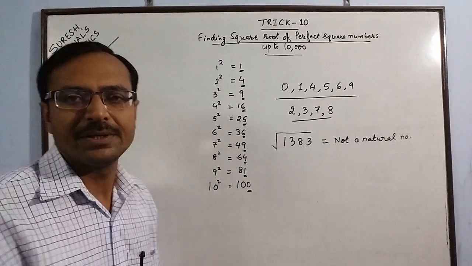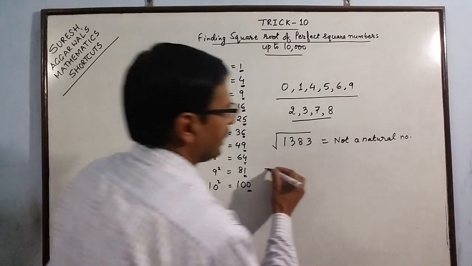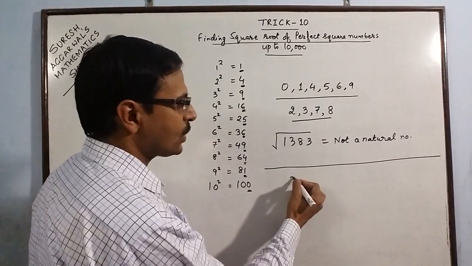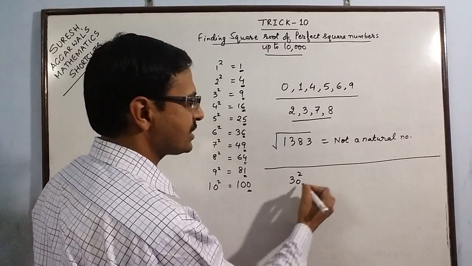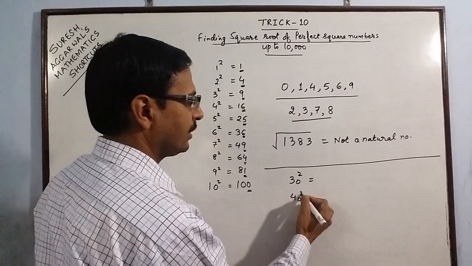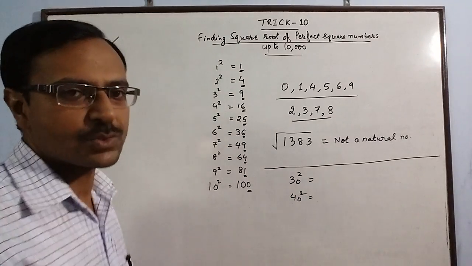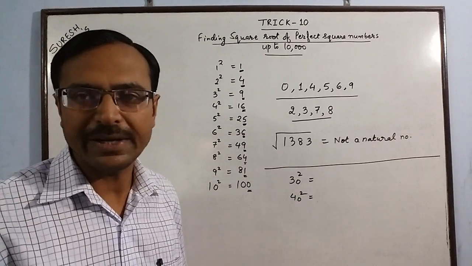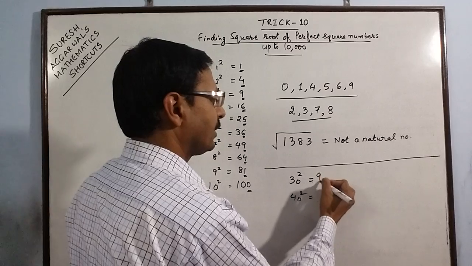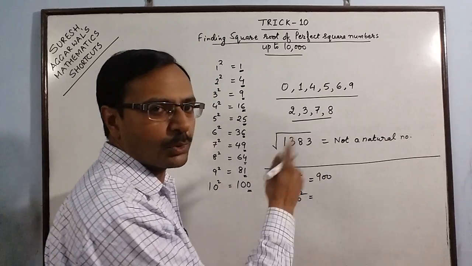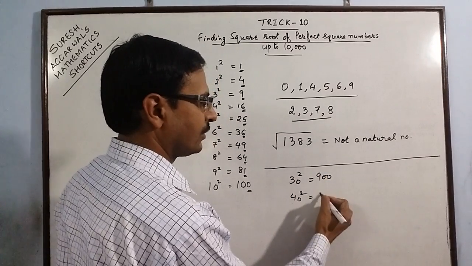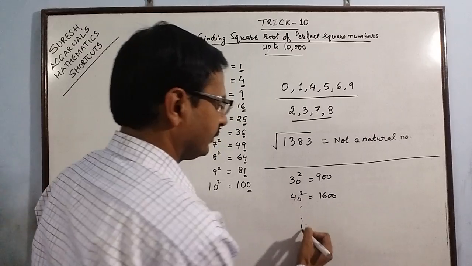The second concept: 30 square, 40 square, round figures. The square of the round figures can be calculated very easily. You have to just square the single digit and put 2 zeros, and so on.